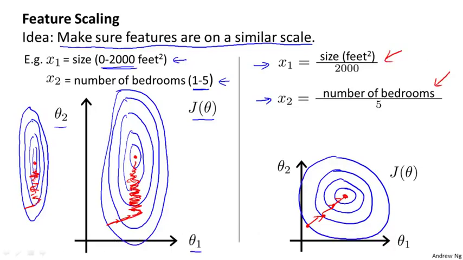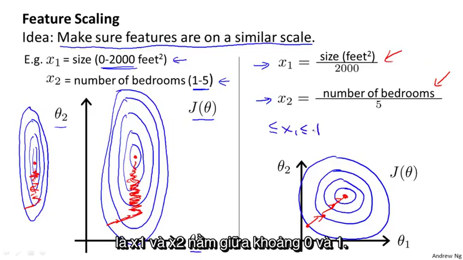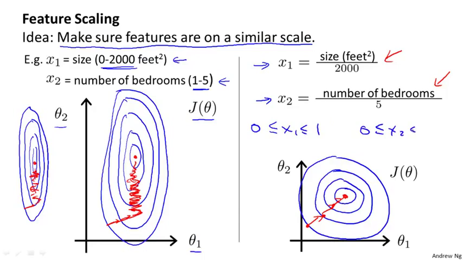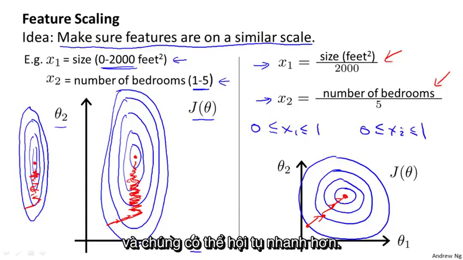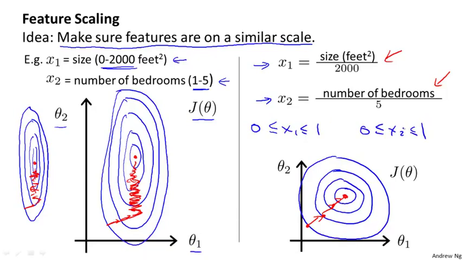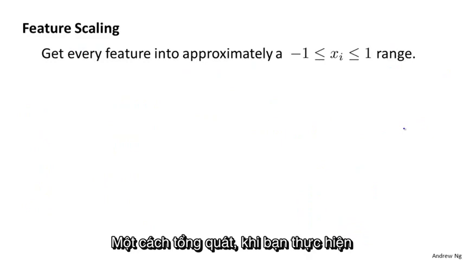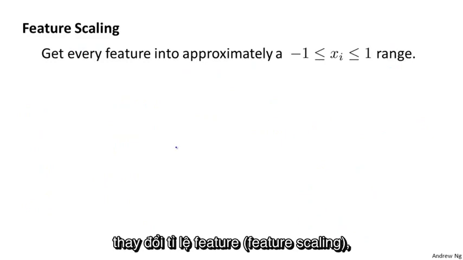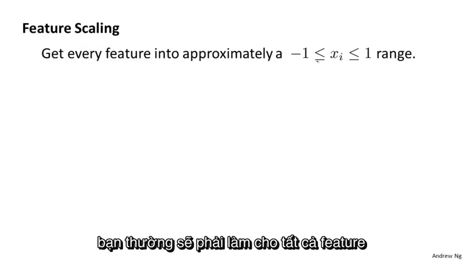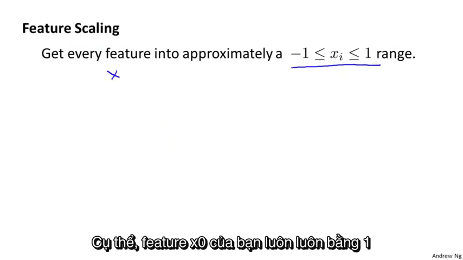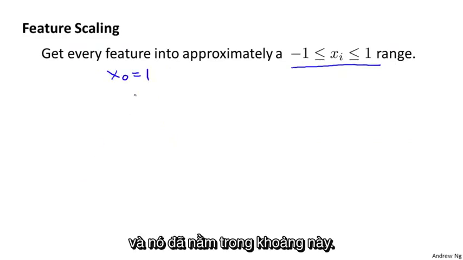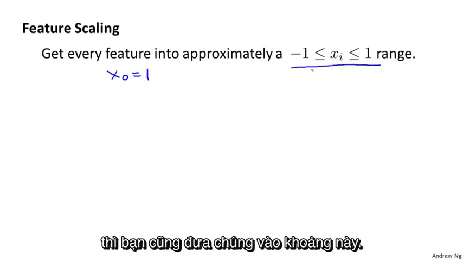So by scaling the features so that they take on similar ranges of values, in this example we end up with both features x1 and x2 between 0 and 1. You can wind up with an implementation of gradient descent that can converge much faster. More generally, when we're performing feature scaling, what we often want to do is get every feature into approximately a -1 to +1 range. Your feature x0 is always equal to 1, so that's already in that range. But you may end up dividing other features by different numbers to get them into this range.